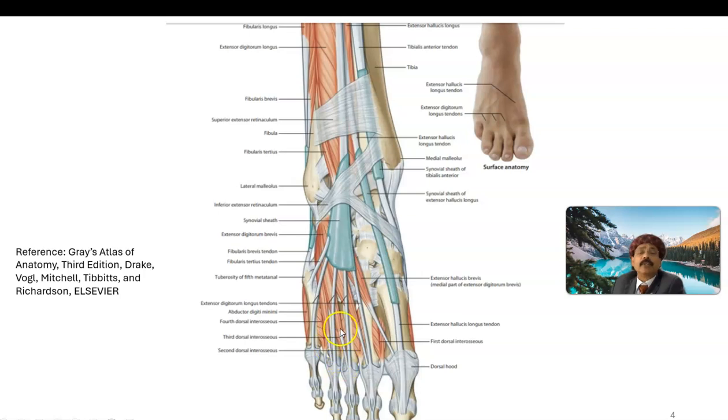Okay, so this is the extensor digitorum longus. It makes the dorsal digital expansion, and from the lateral aspect we get the insertion of the extensor digitorum brevis to the middle phalanx of the second, third and fourth toes. The fibularis tertius inserts to the dorsal aspect of the base of the fifth metatarsal bone. Okay, so we have the extensor digitorum longus here.